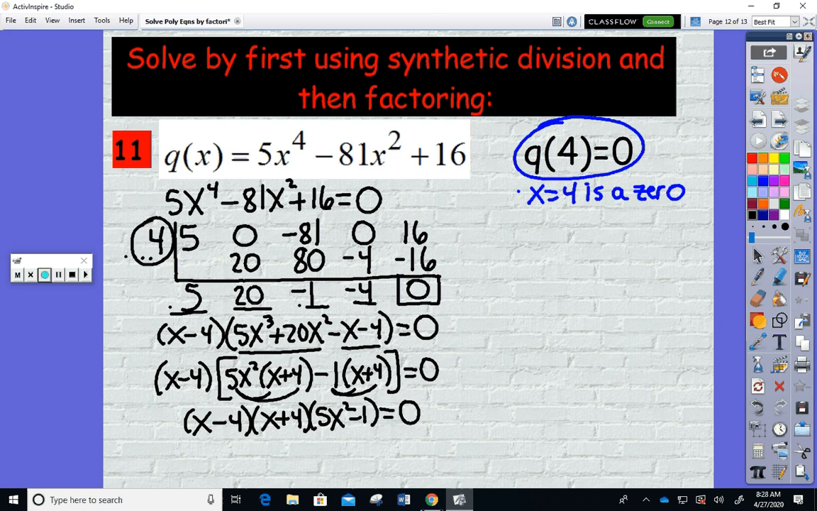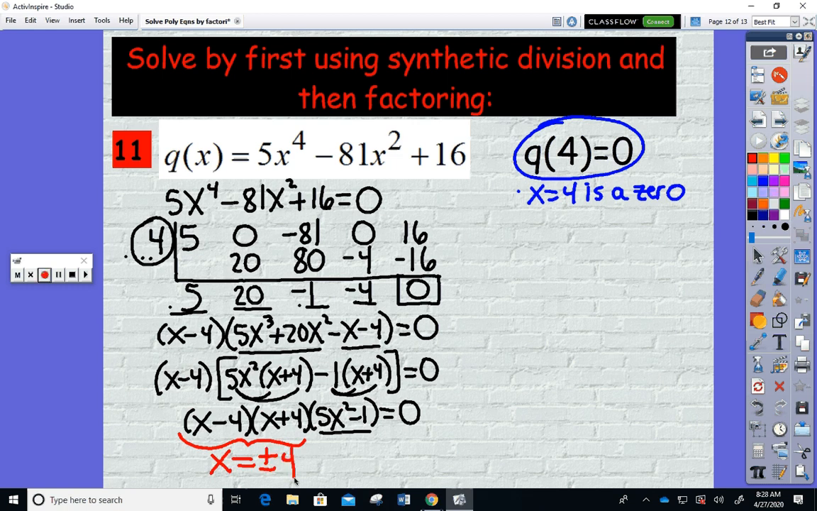I want 5x squared minus 1 to factor again, but the only option would be difference of perfect squares because it's x squared, not x cubed. But 5 is not a perfect square, so it does not factor again. That lets me know I'm about to get 2 messy answers. So remember, from x minus 4 and x plus 4, I get my 2 neat answers. Plus or minus 4 are my neat answers.